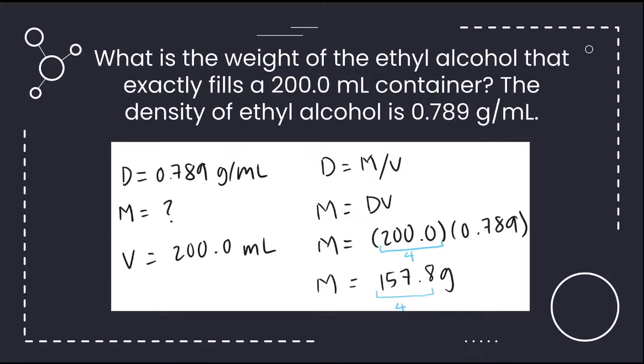So D equals m over v, which is then m equals dv because we changed the equation so that we are finding the mass. And then we just substitute the values of d and v. So m equals 200.0 times 0.789, which would equal 157.8 grams, because the least number of significant figures is actually 4 significant figures. So it is 157.8 grams.